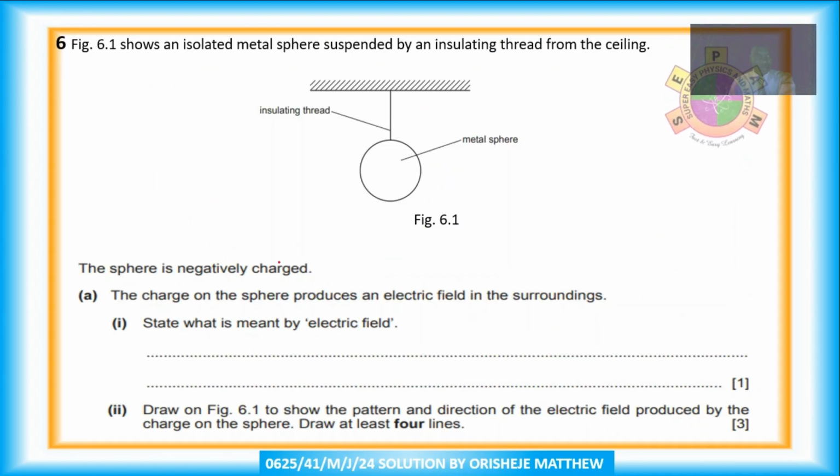Question 6. Figure 6.1 shows an isolated metal sphere suspended by an insulating thread from the ceiling. The sphere is negatively charged. The charge on the sphere produces an electric field in the surroundings. State what is meant by electric field.